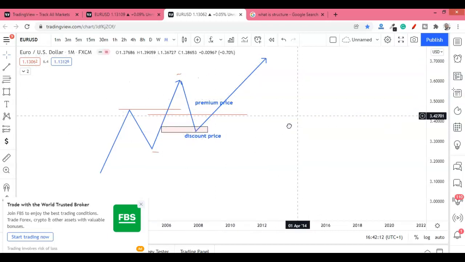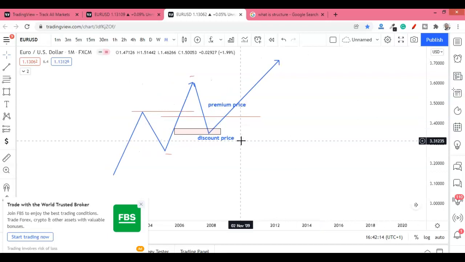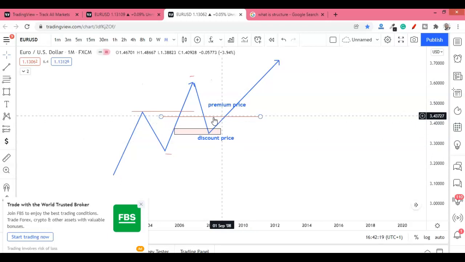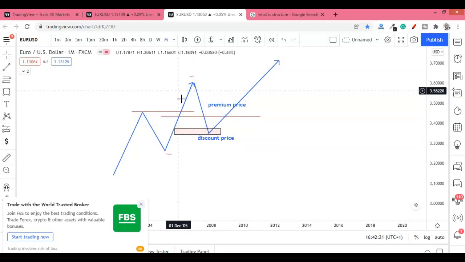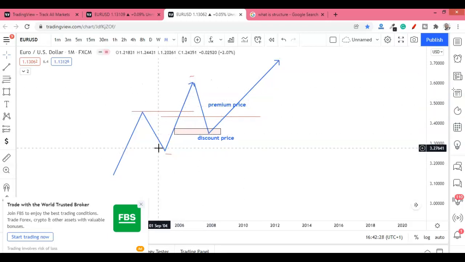This video is not about showing you exactly how to buy using a break of market structure strategy, but a kind of methodology you have to follow. The first step is to look for the range. The second step is pull up your Fibonacci.